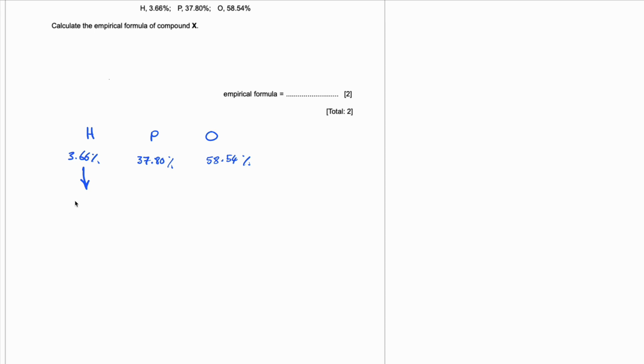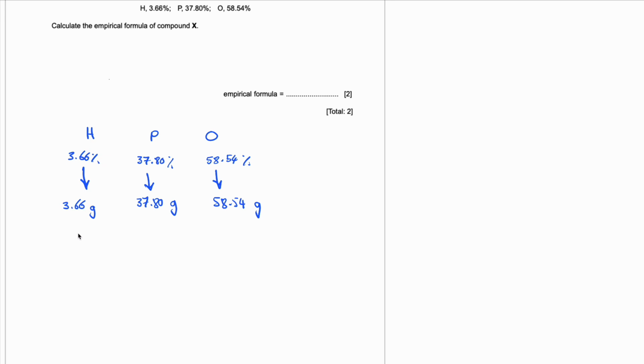Simply imagine as if you have a sample of 100 grams. So here we have 3.66 grams, and there you have 37.80 grams, and oxygen is 58.54 grams. Once again, we just imagined the sample to be of 100 grams. So replace percent by grams. So that's the first step.